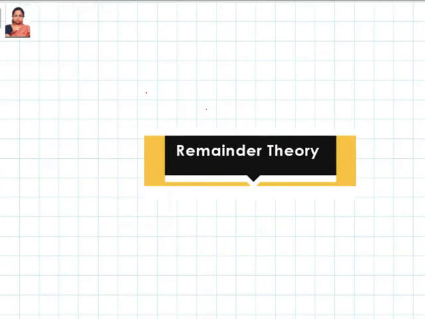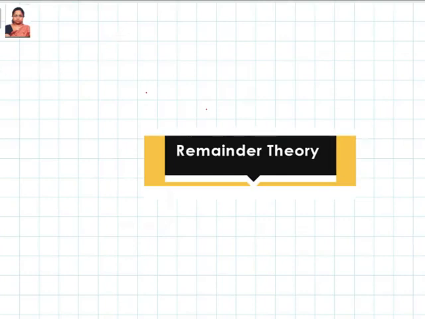This is one of the parts of the numbers topic which we have already dealt with. That is classification of numbers, divisibility rules, factors, LCM, HCF, and units digit. And the next topic which you're going to handle now is remainder theory.